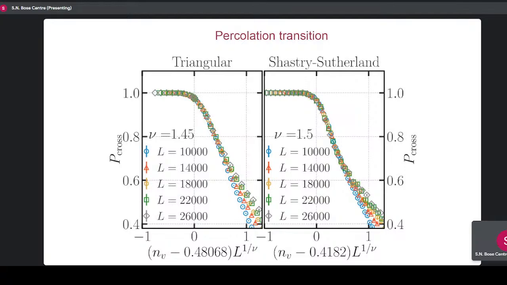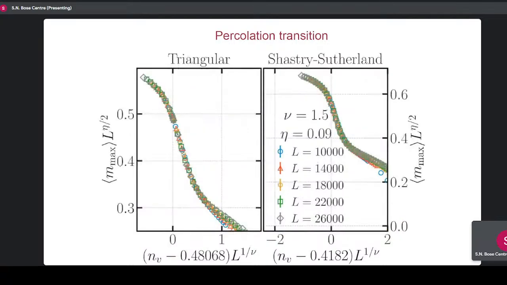So I'm just showing the scaling plot for the crossing problem. We get good scaling exponents, which are now inconsistent with 2D percolation, which is 4/3. And we can sort of look at the eta by looking at the mass in the largest cluster. So it looks like a percolation transition, but below the percolation threshold, self-averaging is violated. Right?